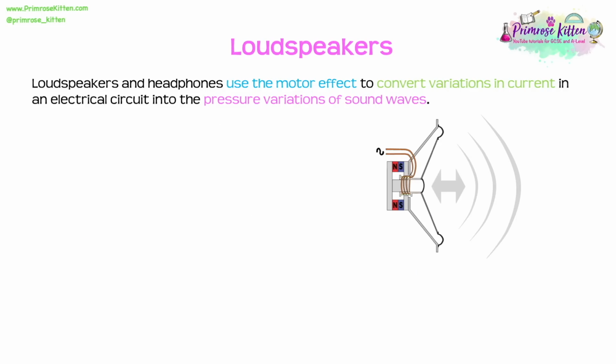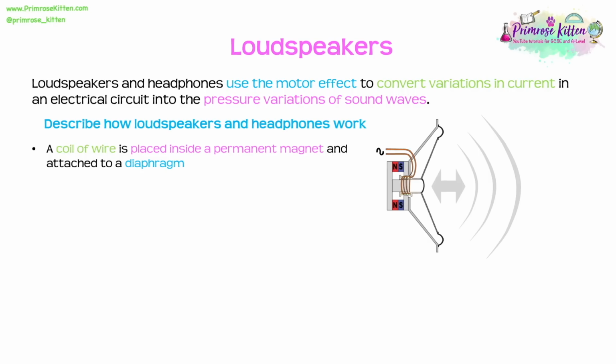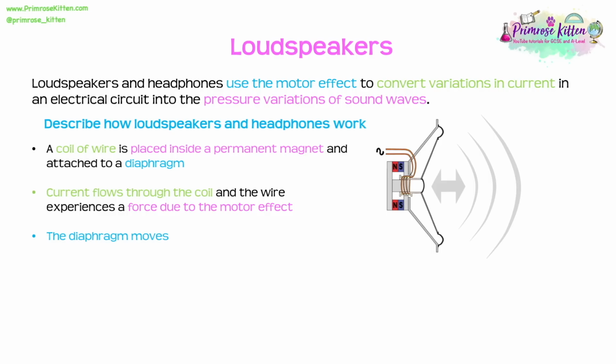Loudspeakers and headphones work in a similar way in that they use the motor effect to convert the variations in current in an electrical circuit into pressure variations of sound waves. So let's describe the steps as to how loudspeakers and headphones work. First of all, we have a coil of wire and we place it inside a permanent magnet and attach it to a diaphragm. So the current's going to flow through the coil and the wire is going to experience a force due to the motor effect because we've got this current carrying wire in the presence of a magnetic field. As a result of this, the diaphragm will move.